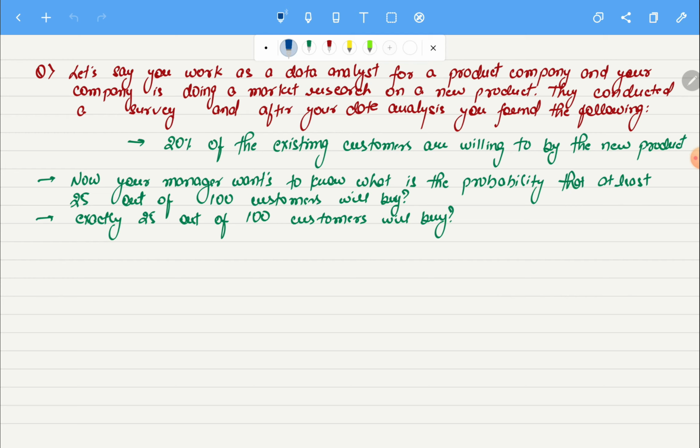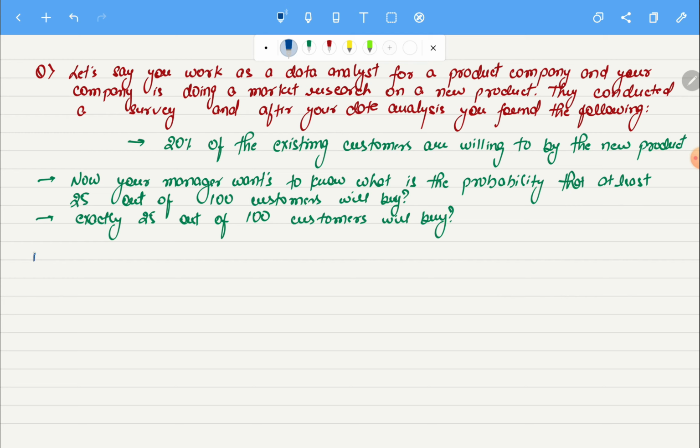So after data analysis, you found 20% of the existing customers are willing to buy the new product. So that's what you found. Now your manager wants to know what is the probability that at least 25 out of 100 customers will buy. First we will try to answer this question, and after that we will see what the probability is for exactly 25 out of 100 customers will buy.